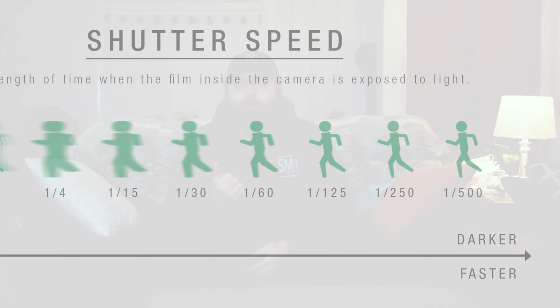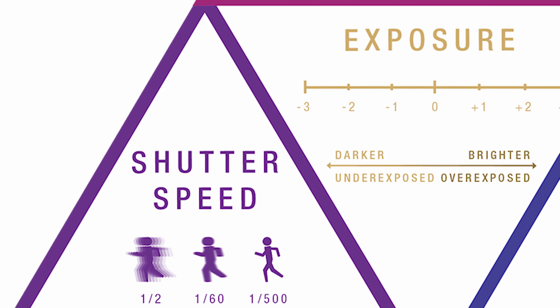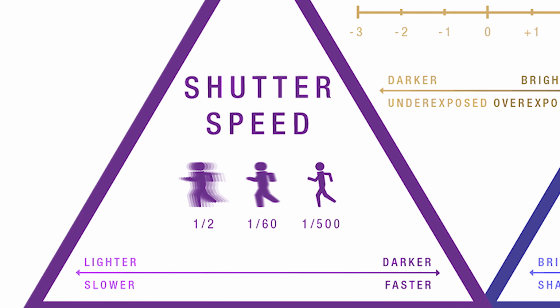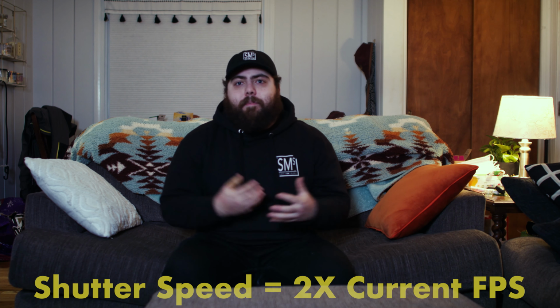Now let's break this all down. Shutter speed, you turn it up to get a sharper image in your motion, you turn it down to get more motion blur. If you turn it down, you will get more light in your image. If you turn it up, your image will be a little bit darker. Always keep it at least twice your frames per second that you are shooting at. And that's the basics on shutter speed.